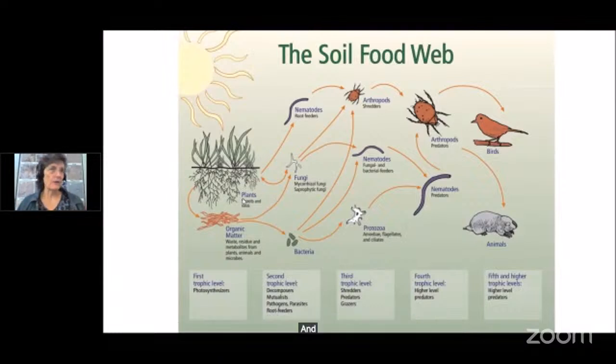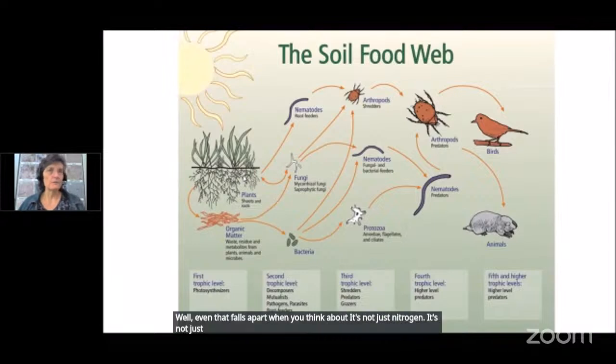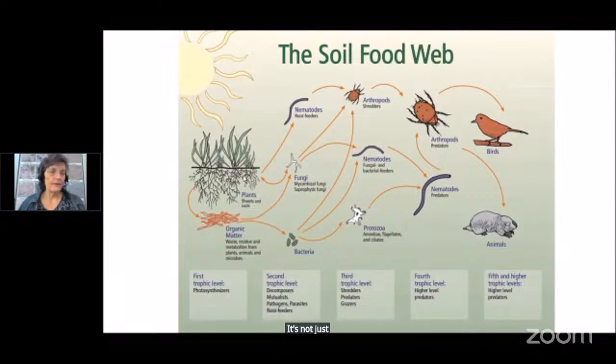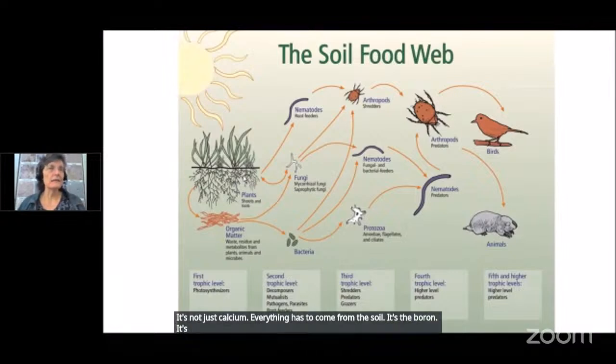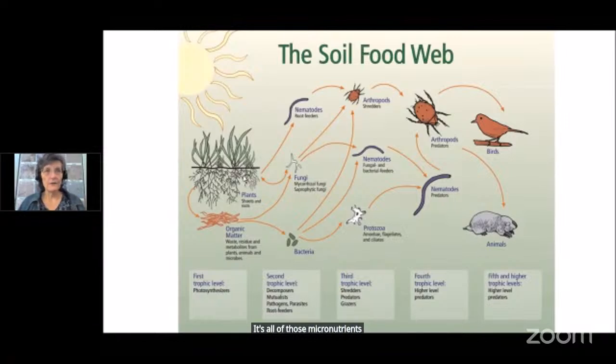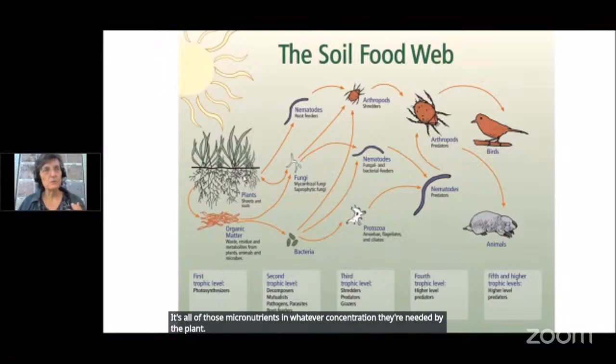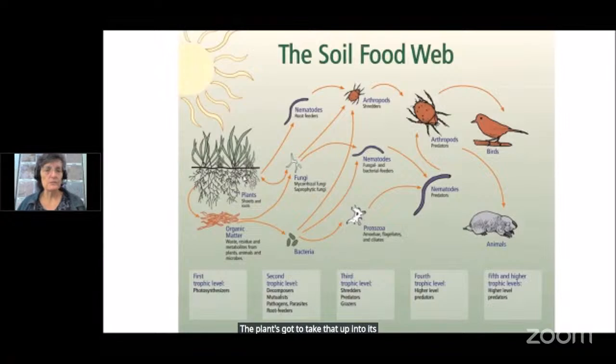And that's where we think we have to put on inorganic fertilizers. Well, even that falls apart when you think about it. It's not just nitrogen, it's not just phosphorus that your plant requires, it's not just calcium, everything has to come from the soil. It's the boron, it's the zinc, it's the selenium, it's all of those micronutrients in whatever concentration they're needed by the plant. The plant's got to take that up into its body through that root system. And so we've got to have this nutrient cycling system.